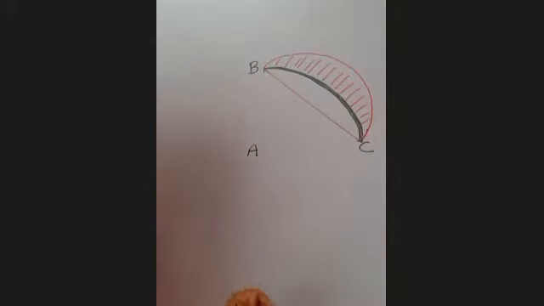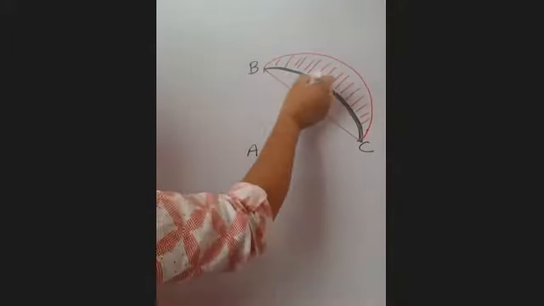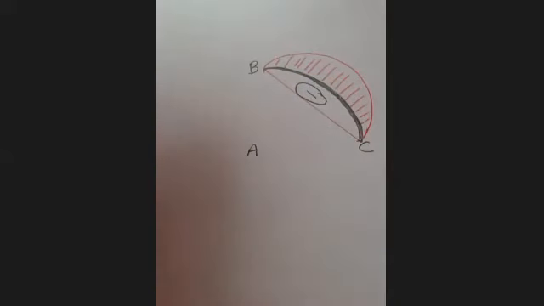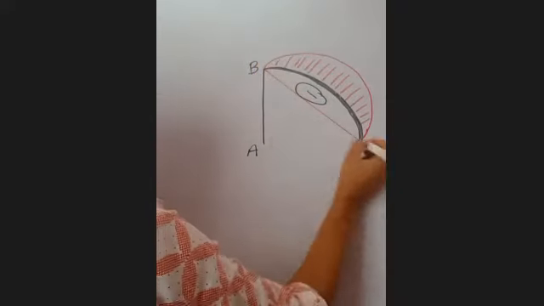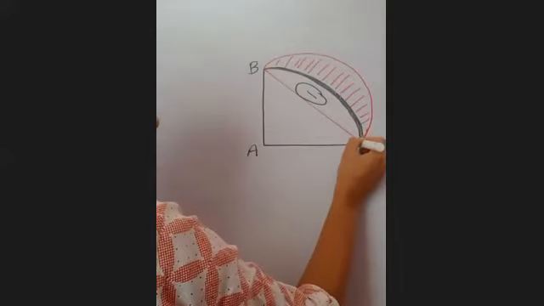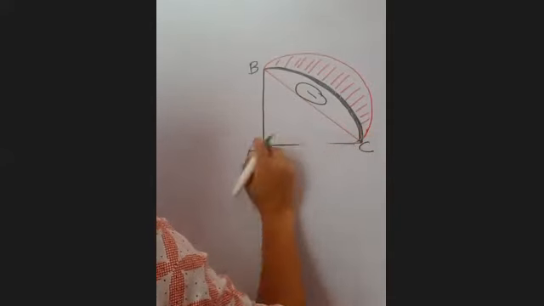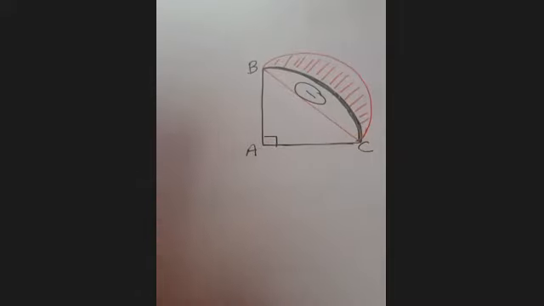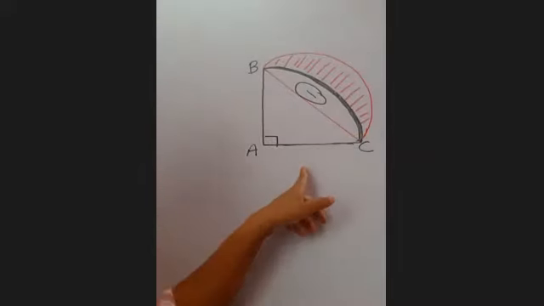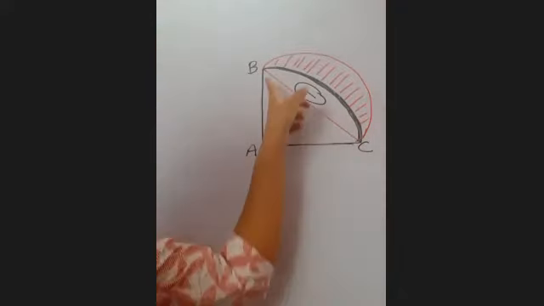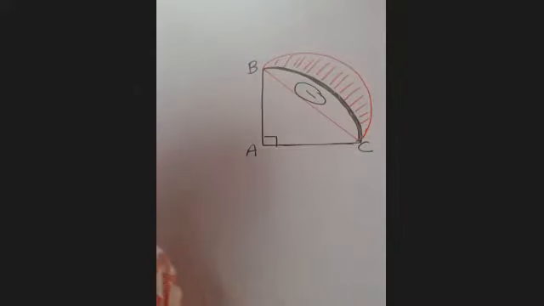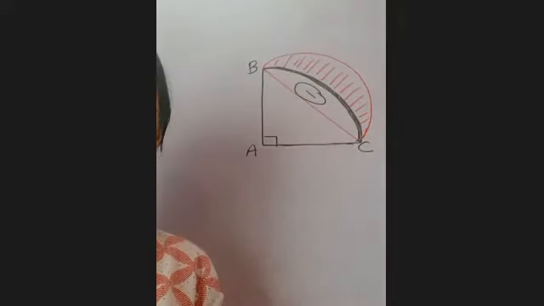Then what is this? Semicircle, minus this area. Area of semicircle, right? Minus area of segment. I'm redrawing my figure. What is this minus portion? Segment. Correct? So we need to find the area of the shaded region, which is nothing but the area of semicircle minus area of segment. Are we clear with this?